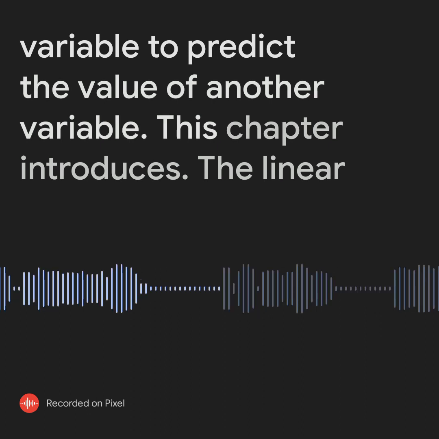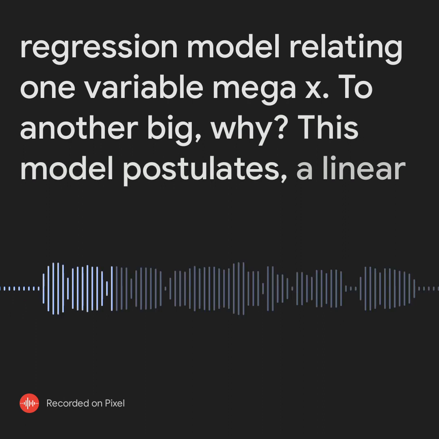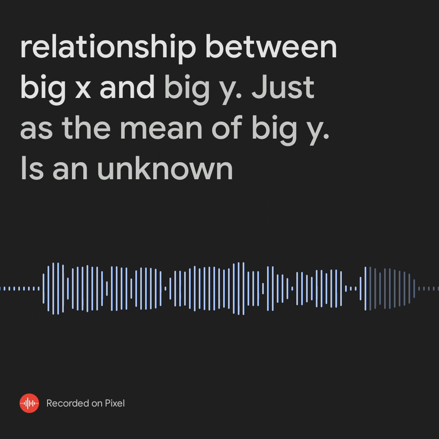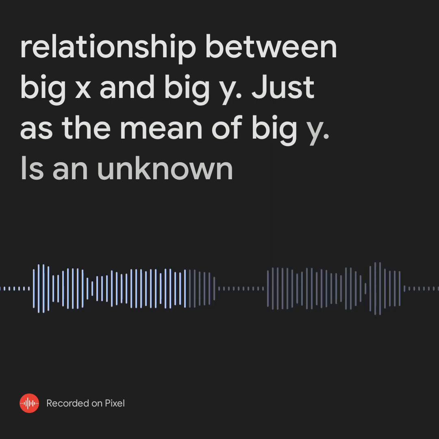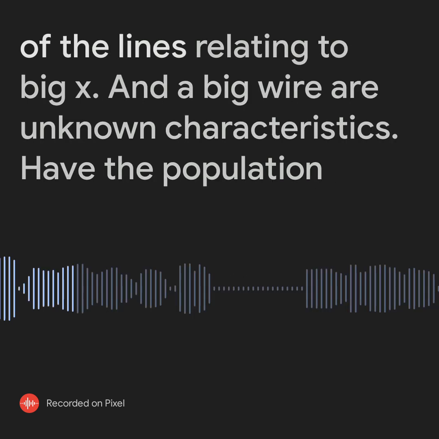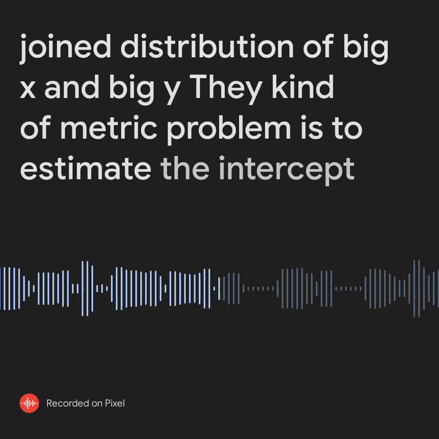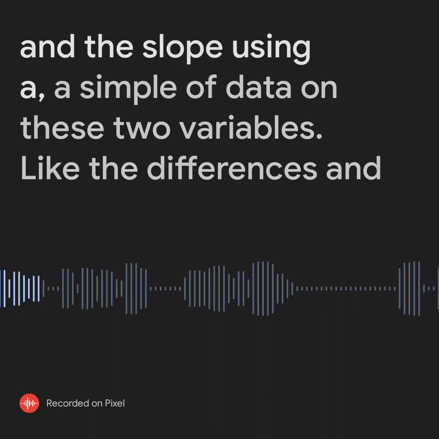This chapter introduces the linear regression model relating one variable, big X, to another, big Y. This model postulates a linear relationship between big X and big Y, just as the mean of big Y is an unknown characteristic of the population distribution of big Y. The intercept and slope of the line relating big X and big Y are unknown characteristics of the population joint distribution of big X and big Y. The econometric problem is to estimate the intercept and slope using a sample of data on these two variables.